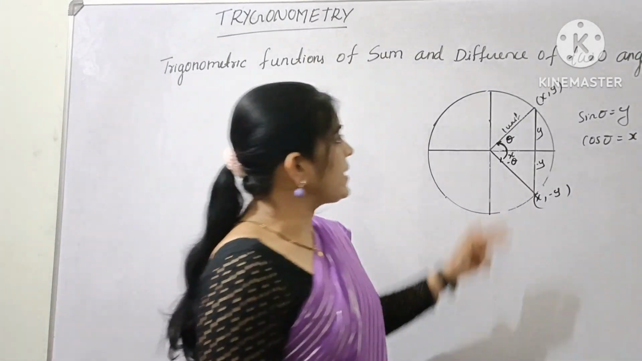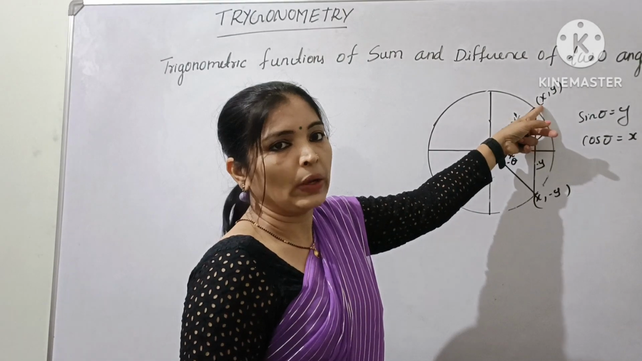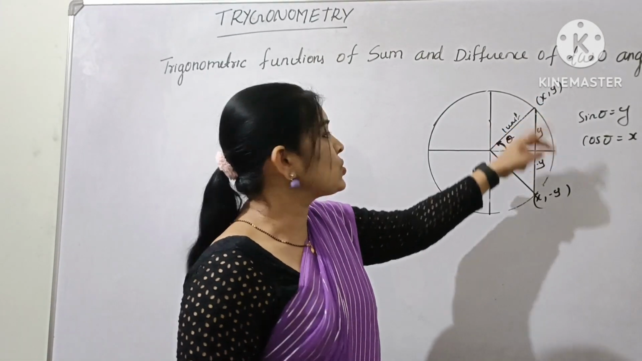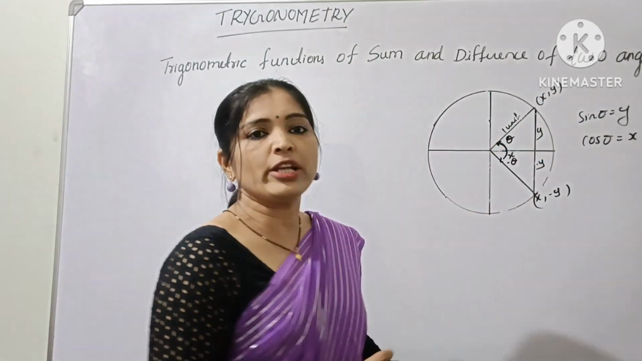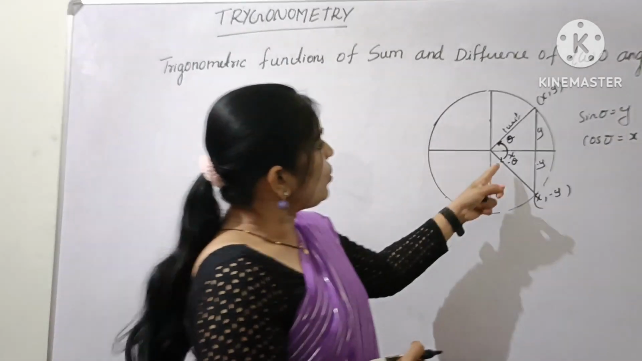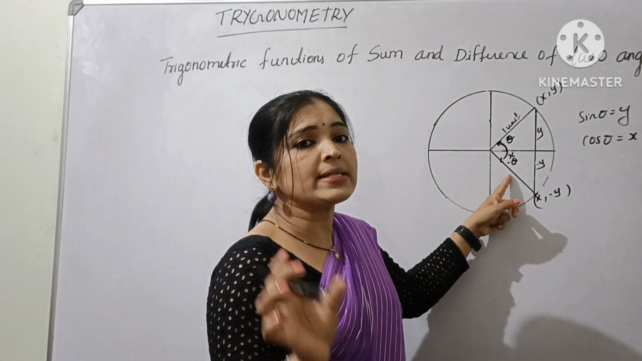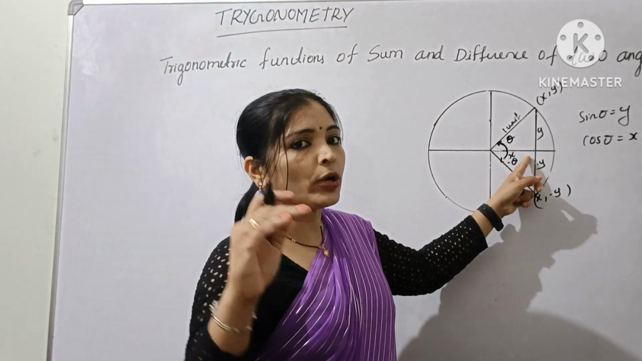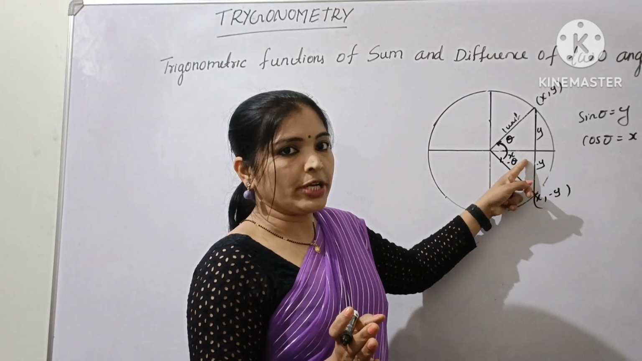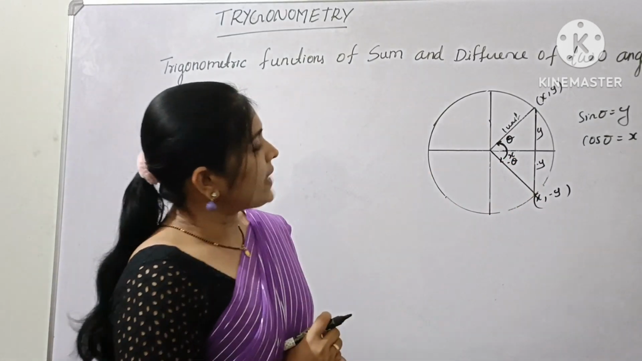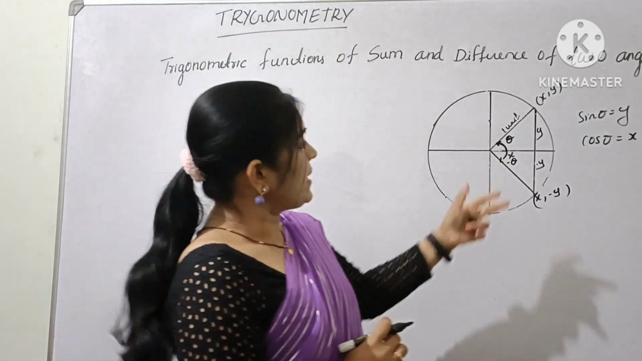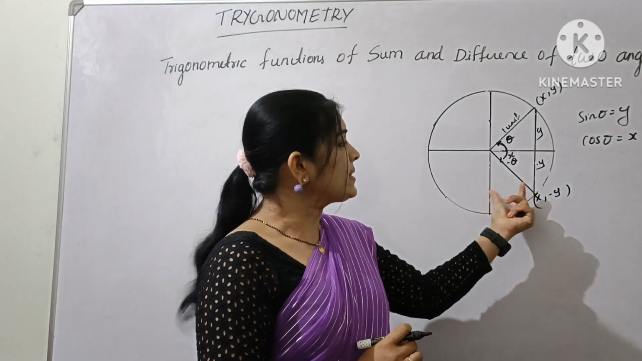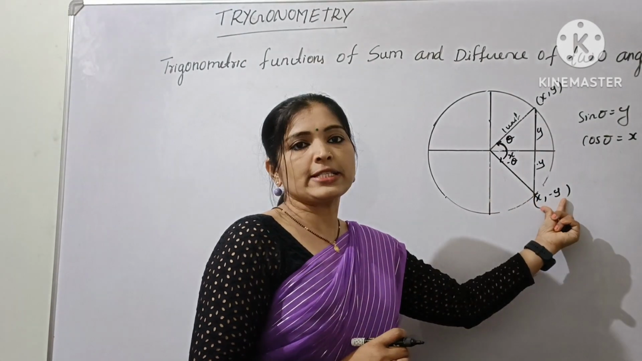Okay, here it is the point x, y. It is in the first quadrant. So here x values and y values are positive. Now let us take minus theta to be the negative angle. That means this ray is rotating in the clockwise direction. Okay, so what is sine of minus theta? See, in this region, it is the point x, minus y.